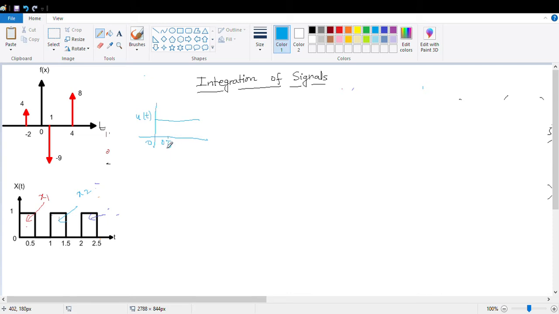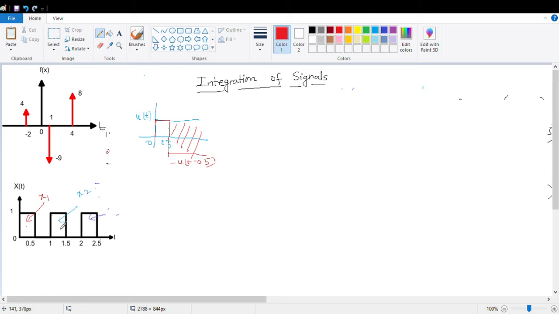And after 0.5, obviously there must be another signal of equal magnitude but opposite direction, that is minus u(t), coming here. This will be u(t minus 0.5), and that's why the two signals cancel out each other from this part, leaving behind this part only. So this is the x1 part. Now this is the first part.